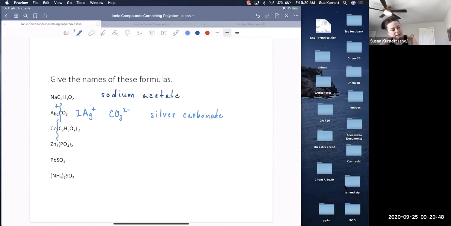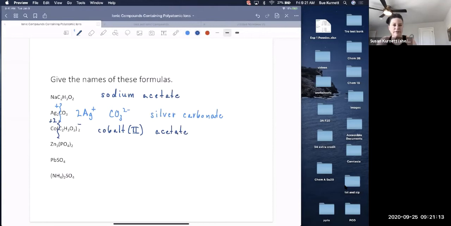Break it apart. Oh, I recognize acetate, and there's 2 of them. So there's 1 cobalt and 2 acetates. And acetate is -1, so this cobalt must be +2. Cobalt 2 acetate.